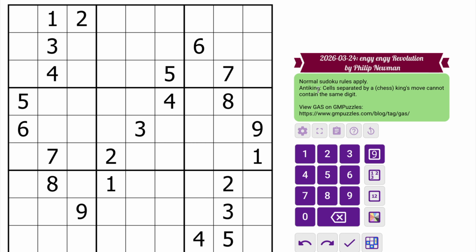Rules. Let's get started. Anti-king. Cells separated by a chess king move cannot contain the same digit. So that is the only rule. Fine. Let's see. We can have a 1 in these two places.